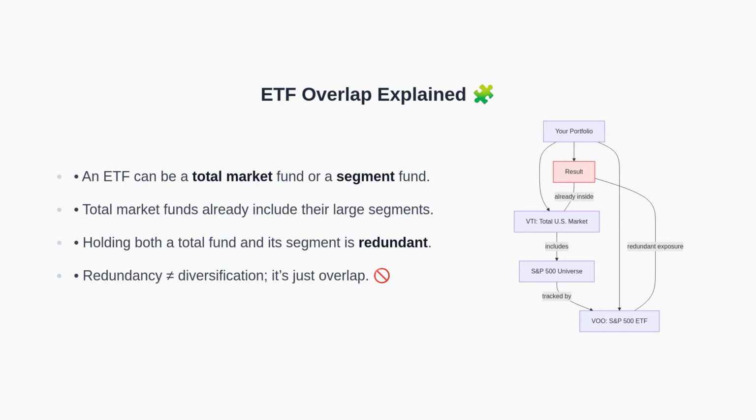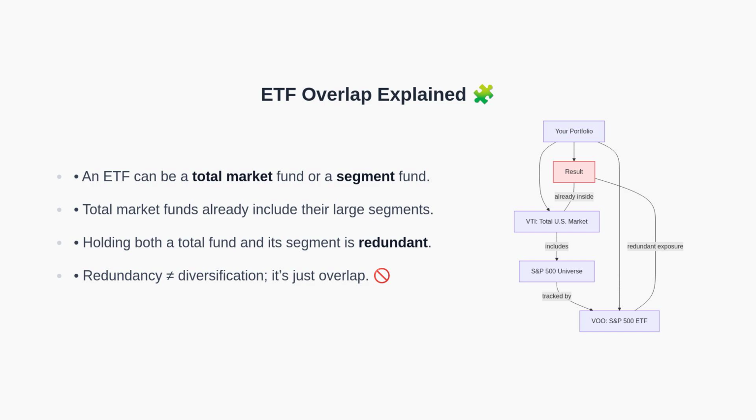Let us define ETF overlap. A total market fund owns essentially the entire investable market for its region, while a segment fund focuses on a subset, like large caps or developed markets. When you hold both the total market fund and one of its major segments, you are doubling up on the same underlying stocks.